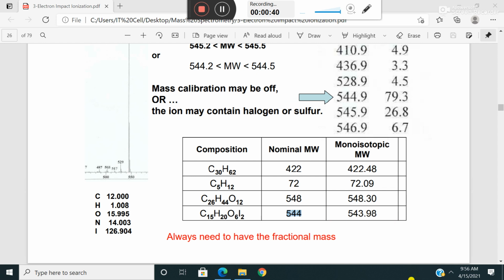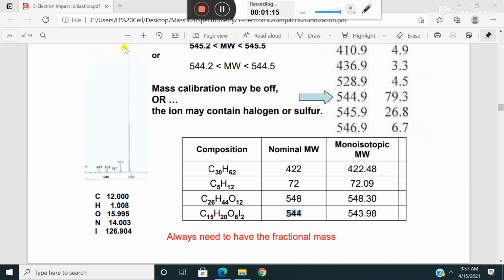So you can see here for 442, if we are trying carbon 30, hydrogen 62, or if we are trying carbon 5, hydrogen 12, 72, on and on. But for this, we are not getting any information. The only information that we can get is the nominal mass of 545, and then this one as well. So actually, this is because of the isotopic peaks that are coming.